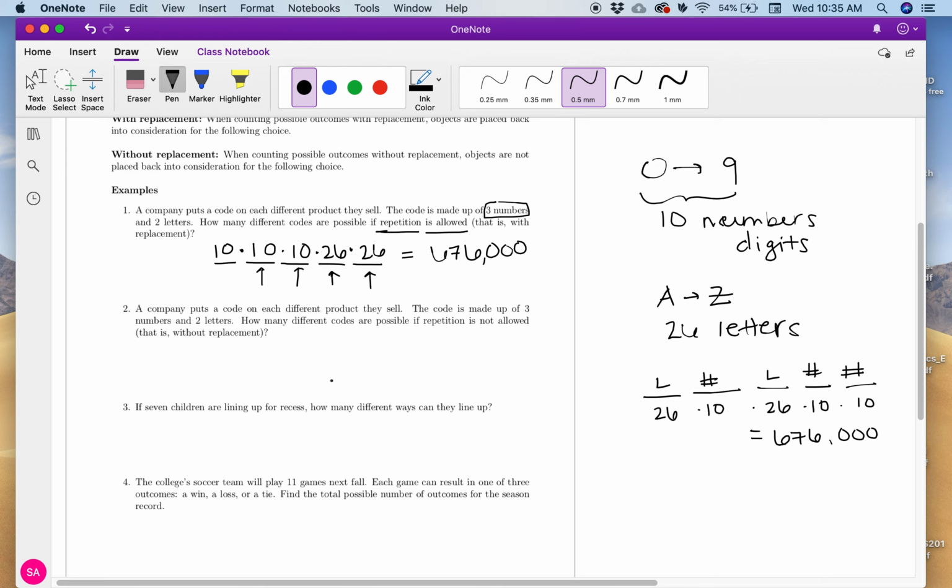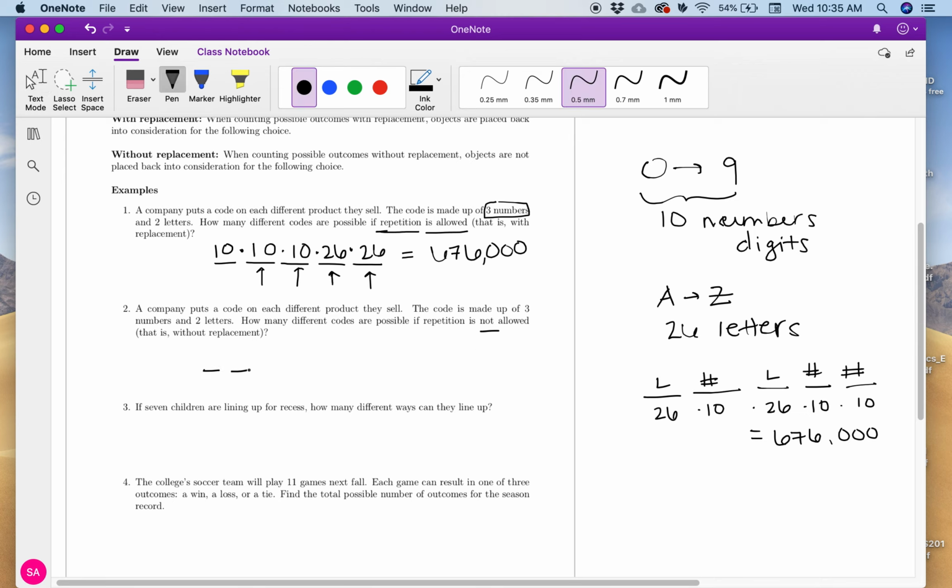So now we're going to take a look at example 2, which is very similar, but we change it just a little bit. So it's the same thing. We have codes we can create of 3 numbers and 2 letters, but repetition is not allowed. Okay, so I'm going to set it up in the same way I did the last one, with number, number, number, letter, letter.